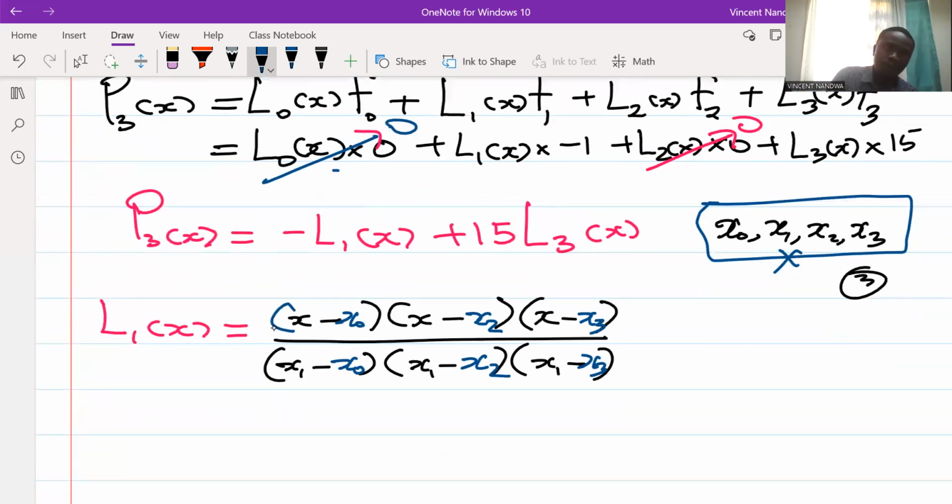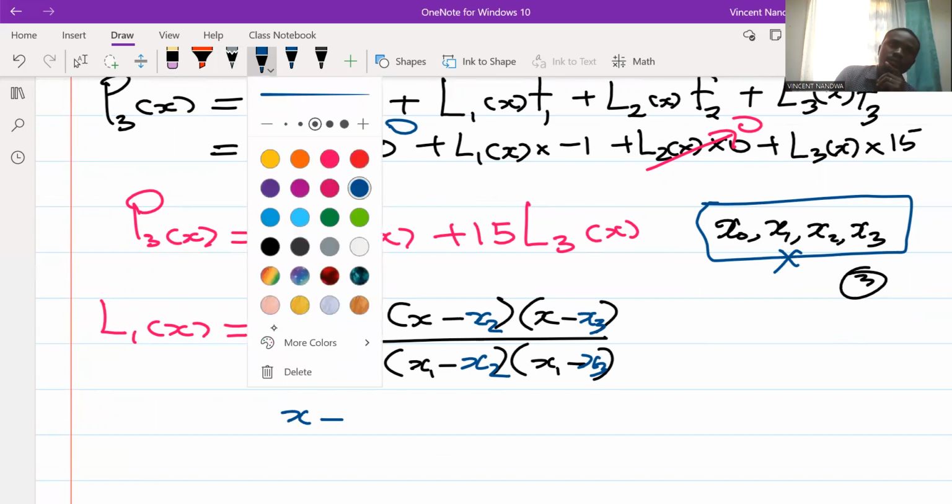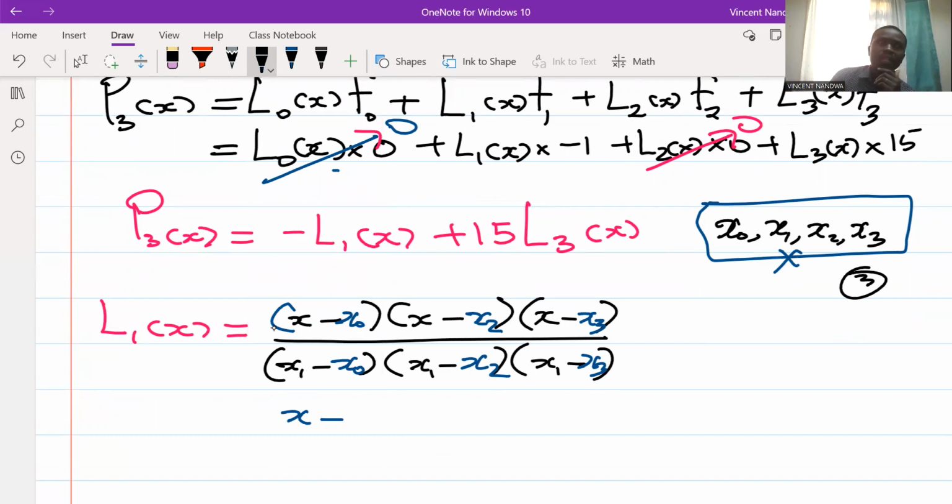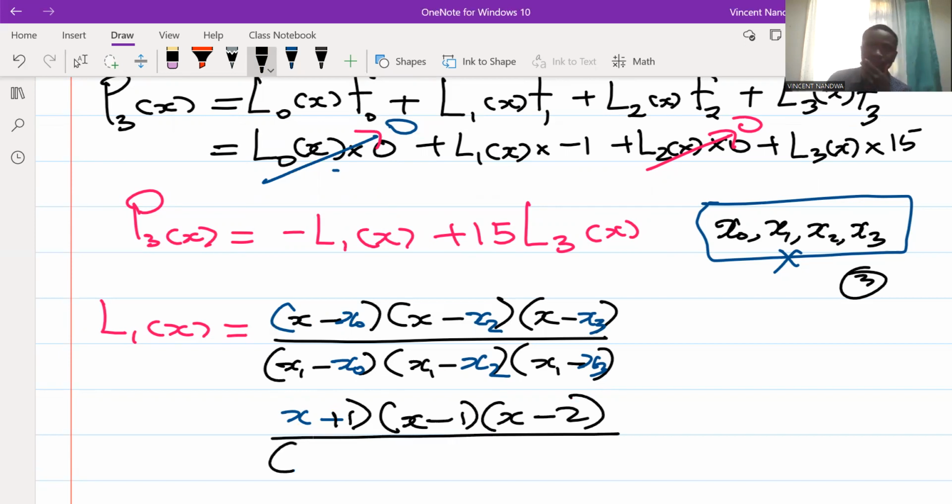So let's replace in the numbers. So we'll have x minus, what is the value of x0 from the question? Negative 1. So minus negative 1 will give us plus 1, okay? And then what's the value of x2? 1. So x minus 1. x3? x3 will be 2, so x minus 2. Divided by, what is x1? 0, so 0 minus negative 1, and then 0 minus 1, then 0 minus 2.